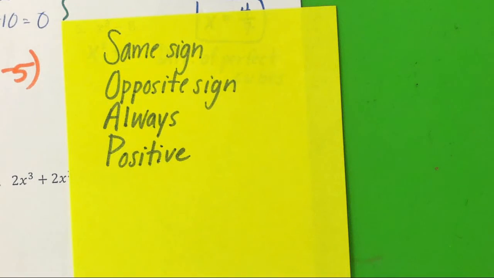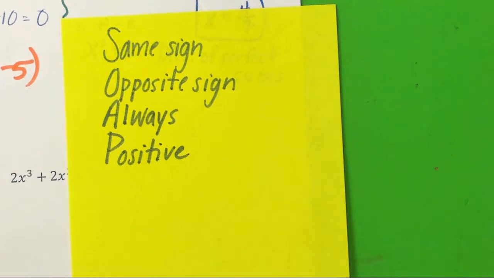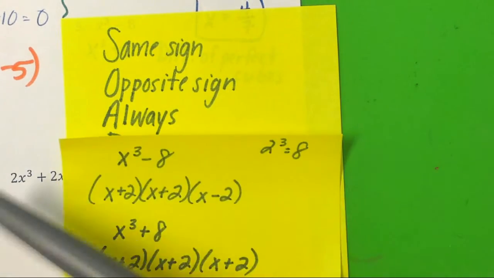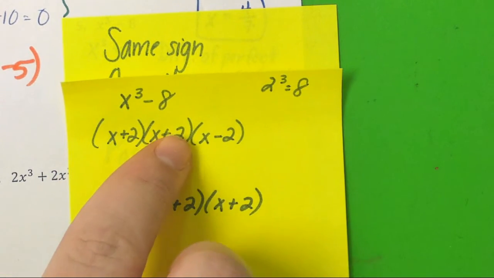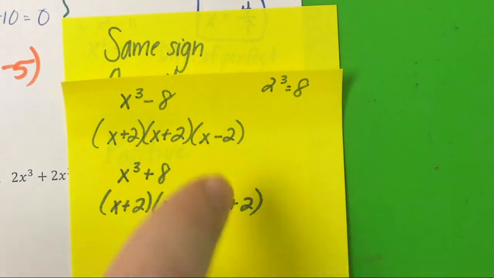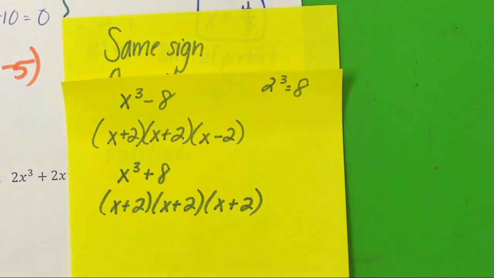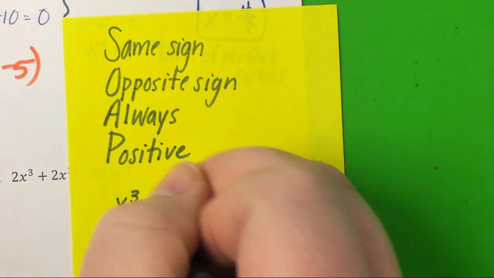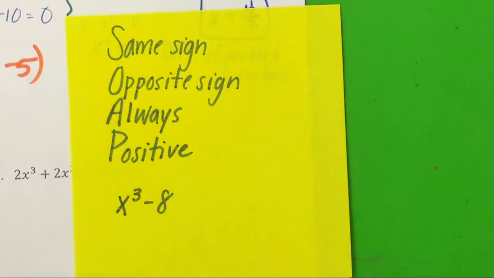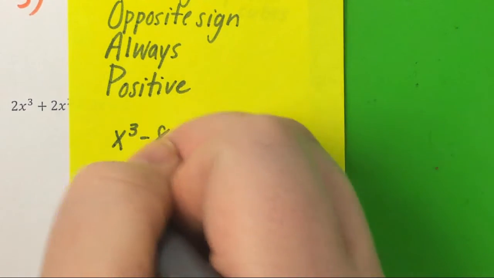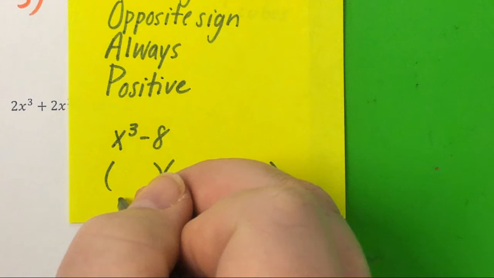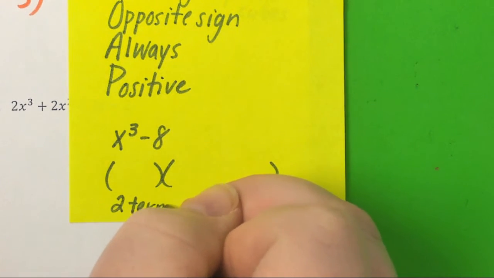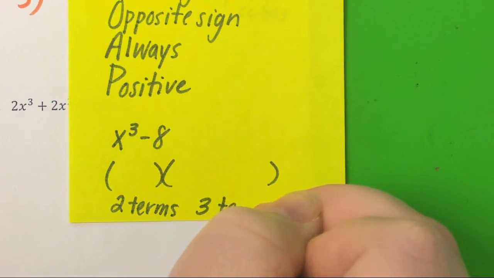Okay, so back to our problem of x cubed minus 8. We thought it was going to be 3 binomials, meaning there are 2 terms here, 2 terms here, 2 terms here, and there are 3 in total. So we thought it was going to be 3 binomials. That's actually not the case. The answer ends up being a binomial, yes, but not 2 other binomials. It ends up being a trinomial. So this one's going to have 2 terms, and this one's going to have 3 terms.